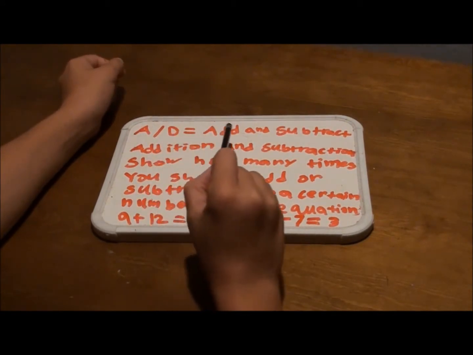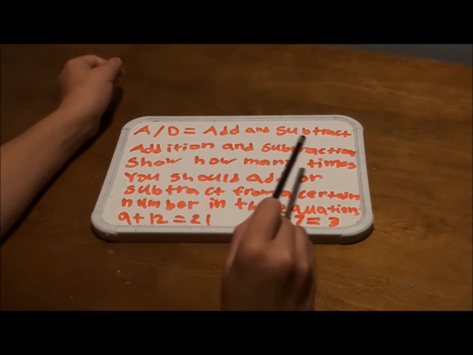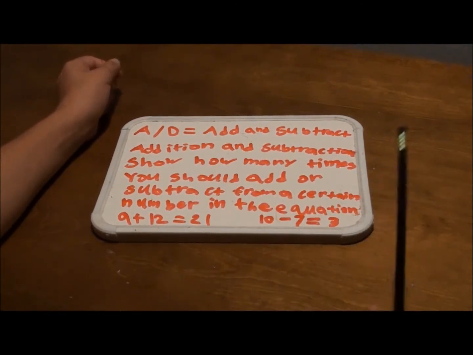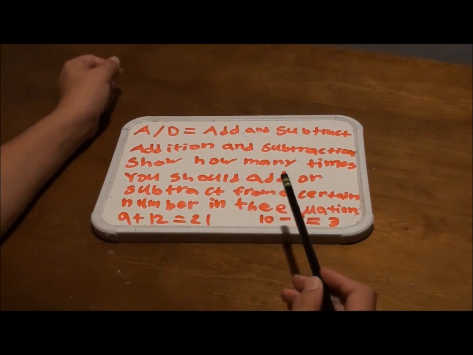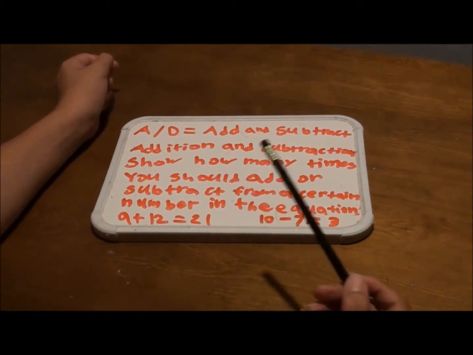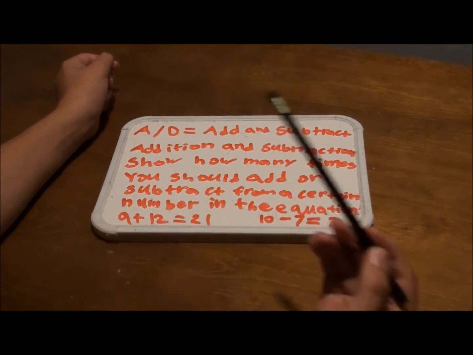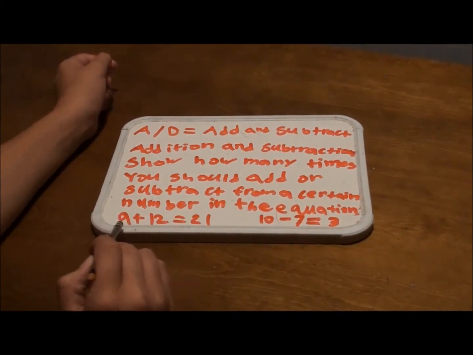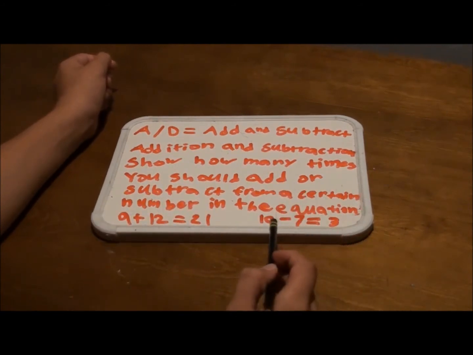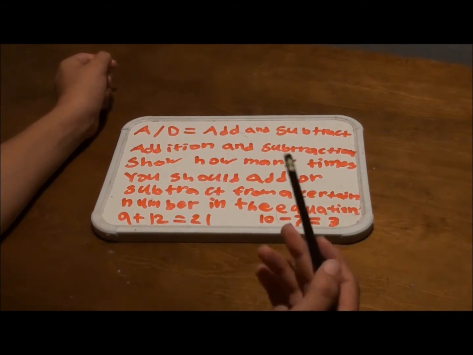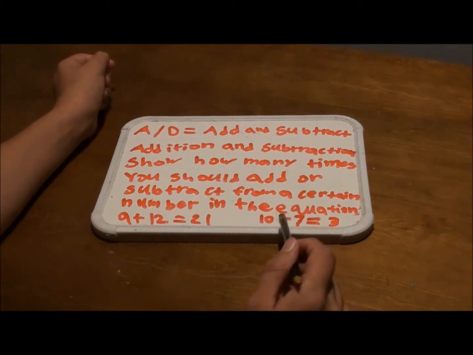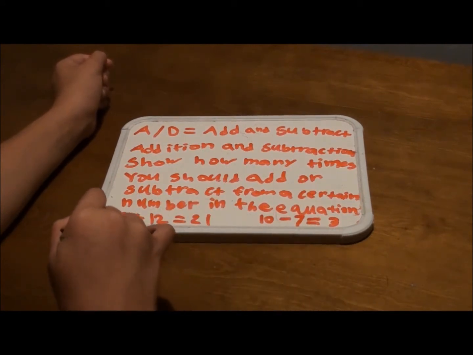So A and S stands for add and subtract. Addition and subtraction show how many times you should add or subtract from a certain number in the equation. And addition and subtraction is essentially the same as multiply and divide, except, of course, it's add and subtract, but it's the same in that you just do whichever one comes first in the sentence. So if I have 10 minus 7 equals 3 in the sentence before 9 plus 12 equals 21, then I would do 10 minus 7 before 9 plus 12.